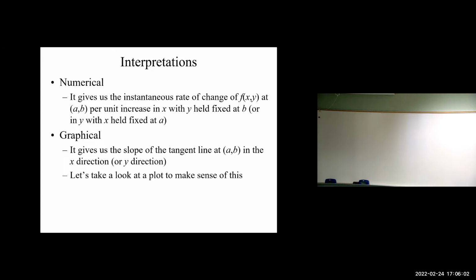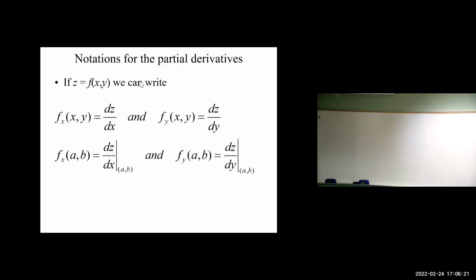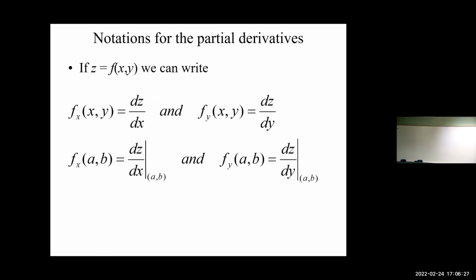Graphically, it actually still gives a slope of a tangent. We'll look at some plots next time, but same thing. It gives us the slope of a tangent line in the x direction holding y constant, or in the y direction holding x constant. We have a couple different notations, and we have to be familiar with both so we know what we're being asked.